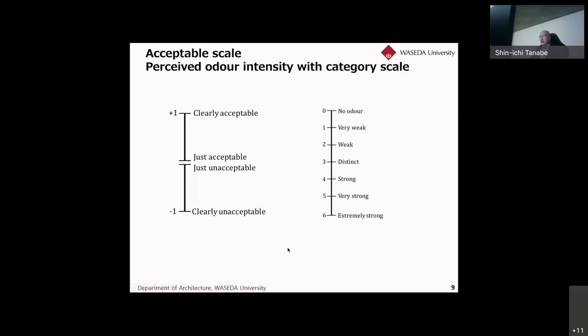So we are going on to collaborate with Annex 78 for more standardization activity on how to measure perceived air quality for air cleaning devices.